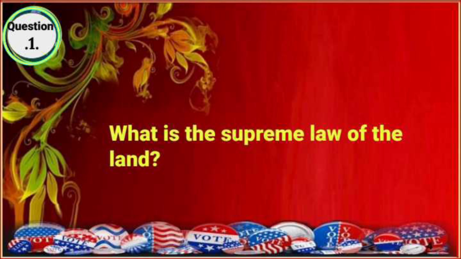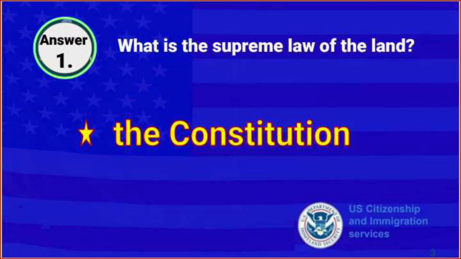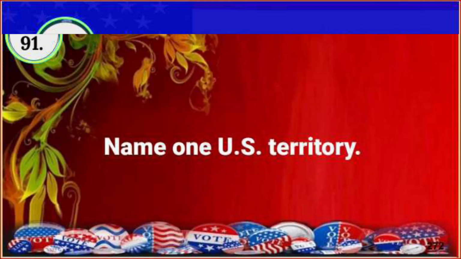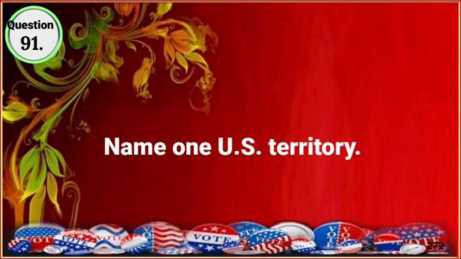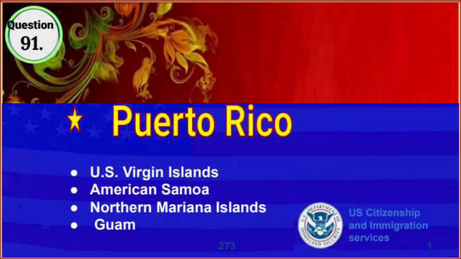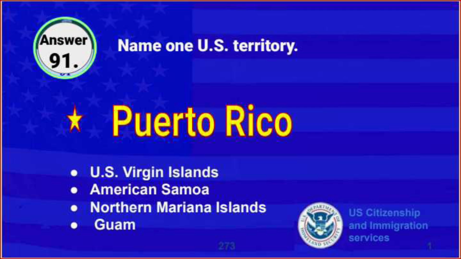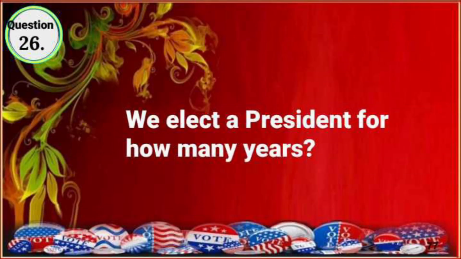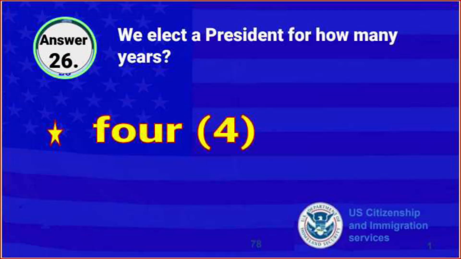What is the supreme law of the land? The Constitution. Name one U.S. territory. Puerto Rico. We elect a president for how many years? 4.